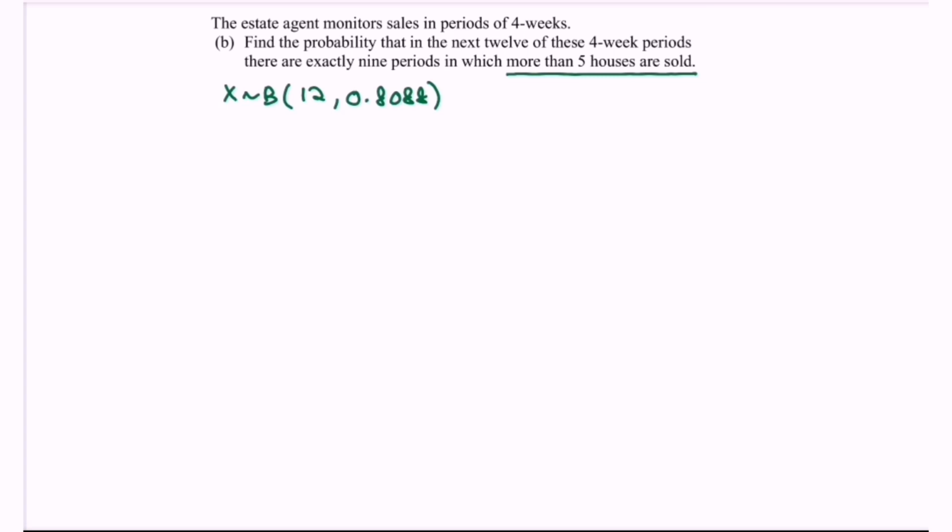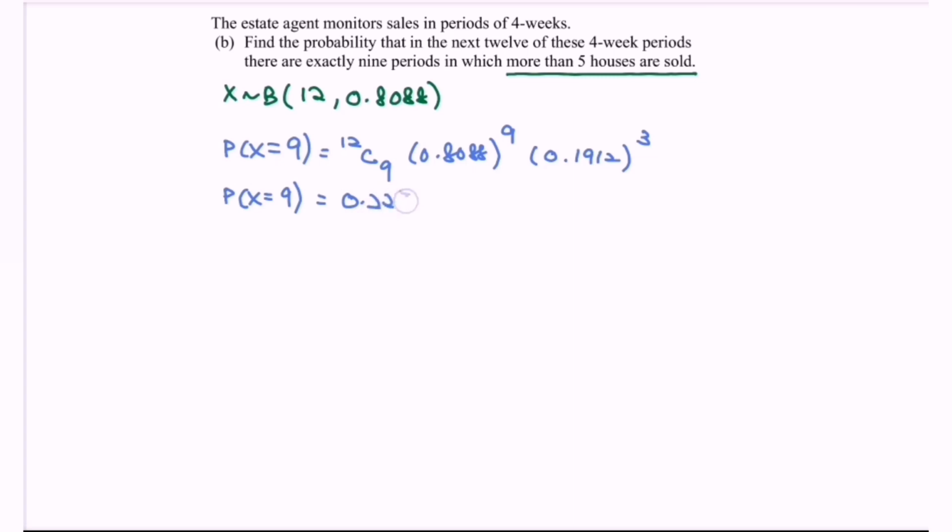So read the question for the second time. Find the probability that in the next 12 of these 4 weeks, there are exactly 9 periods. So in here, X is equal to 9. So by referring to the formula, we have 12C9 times 0.8088 to the power of 9, and then 1 minus 0.8088, we will have 0.1912 to the power of 3. By referring to the calculator, we have the probability that exactly 9, which is equal to 0.2277.